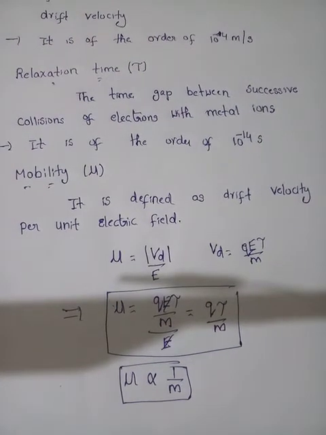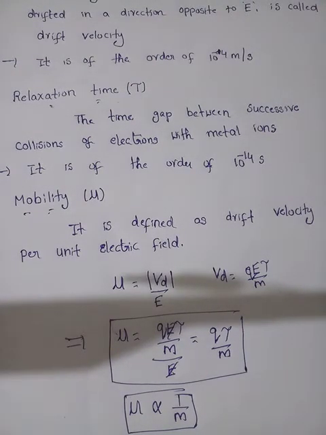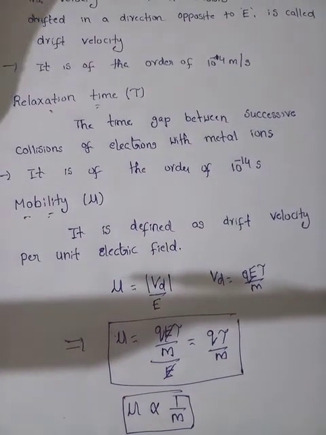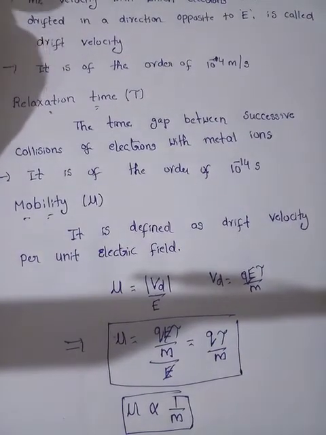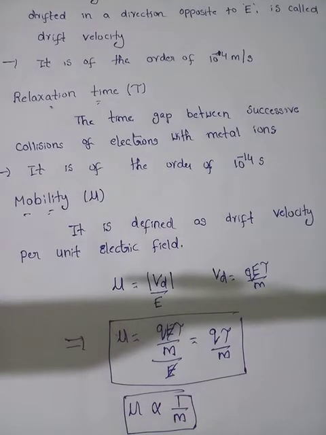So these three definitions are very important. I am again repeating that there are three definitions. They can ask for 2 marks or 3 marks: define drift velocity, relaxation time and mobility. So what is drift velocity? The velocity with which electrons drift in a direction opposite to the electric field is called drift velocity. The time gap between successive collisions of electrons with metal ions is called relaxation time. And what is mobility? It is defined as the ratio of drift velocity per unit electric field. See, these three definitions are very important. Just note these three definitions.